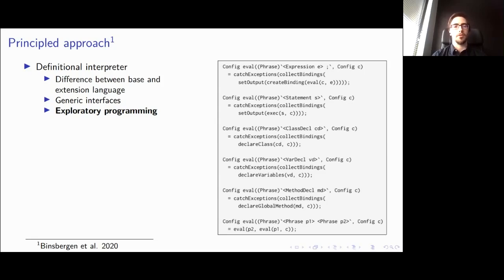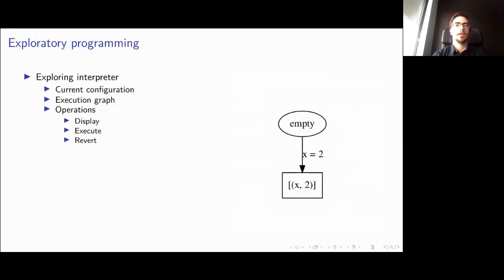And the approach also talks about exploratory programming via an exploring interpreter. An exploring interpreter is built on top of the definitional interpreter, and it's basically just a bookkeeping machine that has a current configuration. On the slide, we, for example, have the configuration where nothing is stored, in this case empty, and the configuration stores the state of the system. If we execute x is 2, the configuration would now have it stored that x has the value 2.